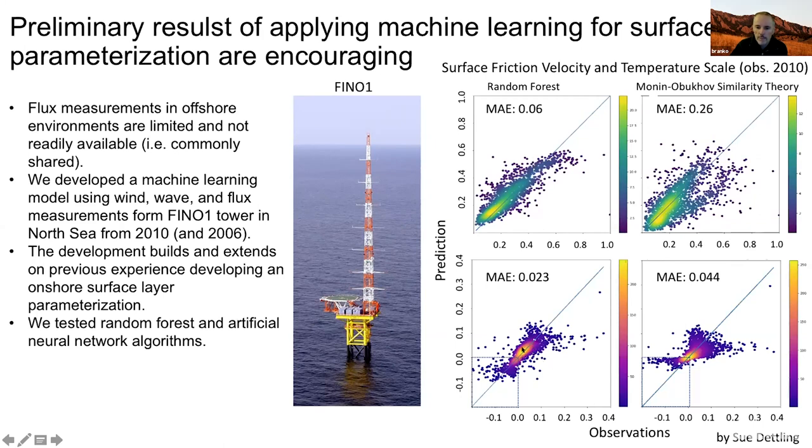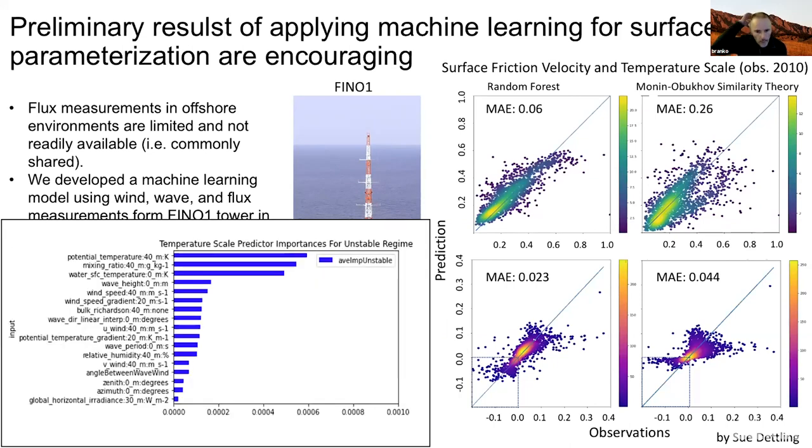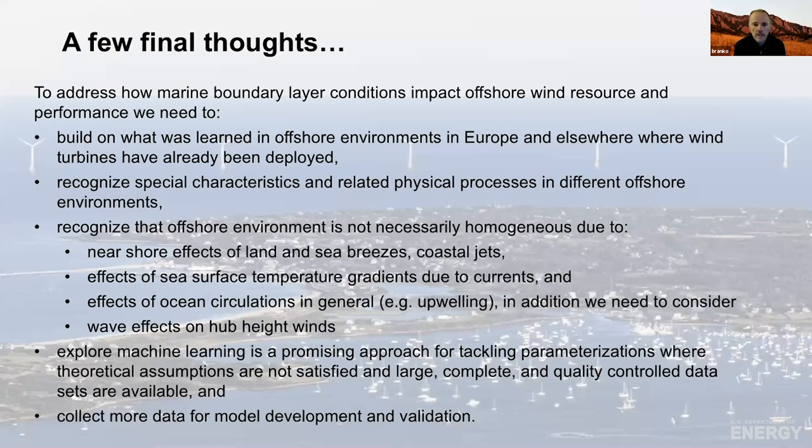You can also notice that the peak in density of prediction is at positive temperature scales, meaning that, considering that u-star is always positive, there are more convective conditions, and Monin-Obukhov underestimates that. You'll hear more about how a machine learning model was developed onshore and then applied offshore. But it is important to mention that we are not using this as a black box; we are using all the tools that machine learning provides to assess the important predictors and draw physical conclusions from that. And these are finally some final thoughts that I'll just leave up here, and stress the importance of collecting more data for development and validation.